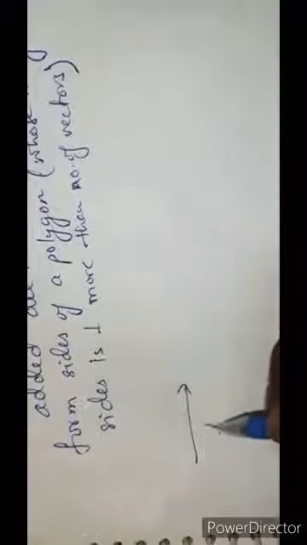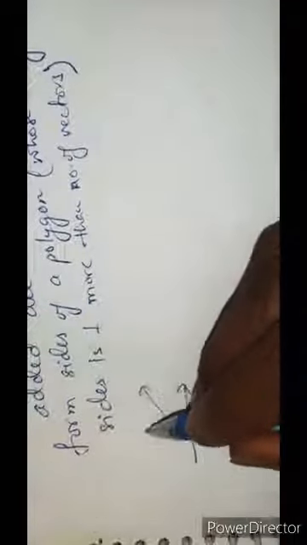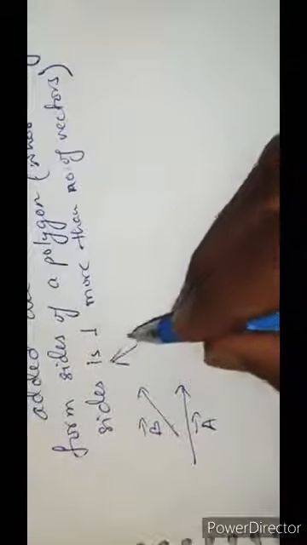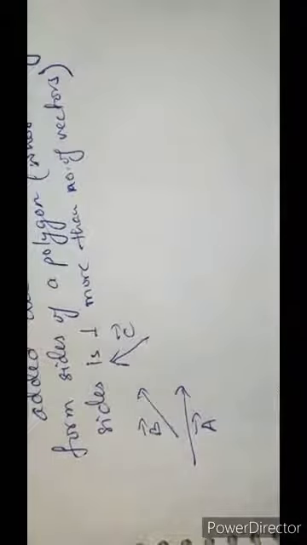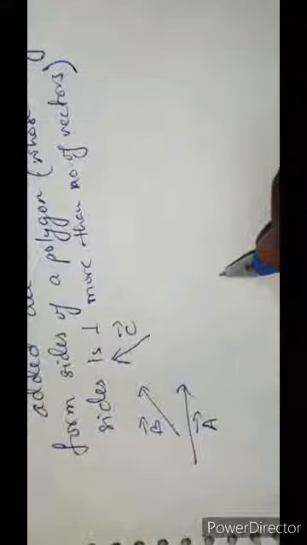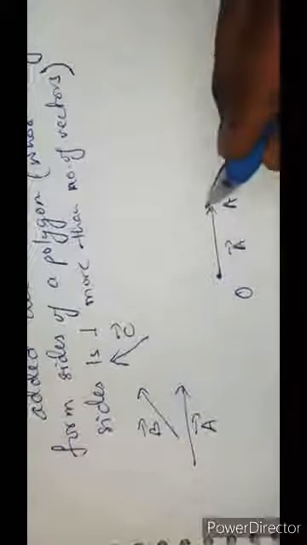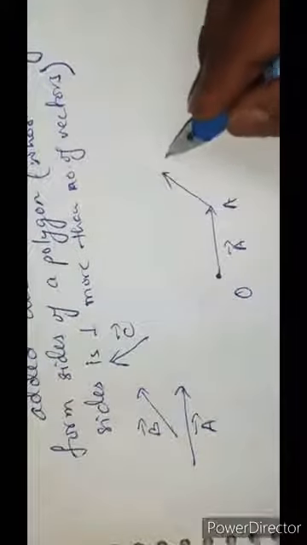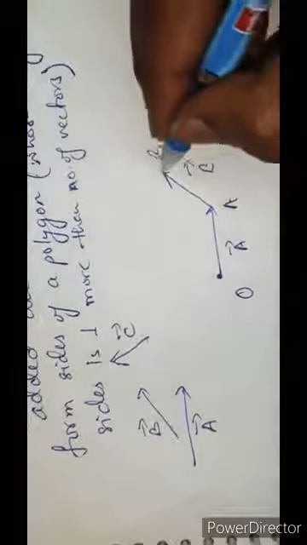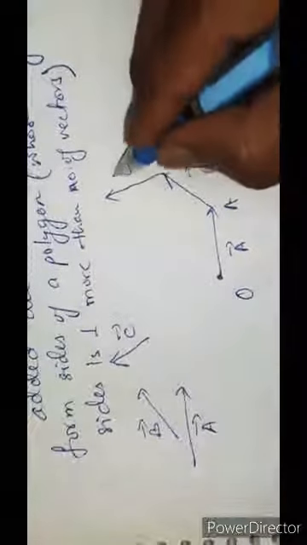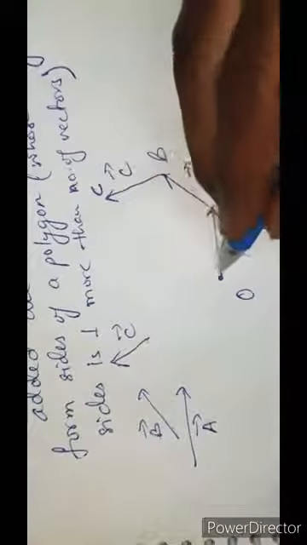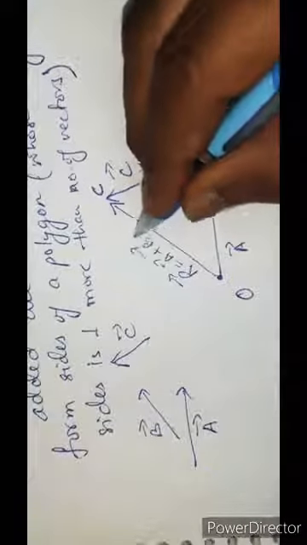Now let us see. Let's take three vectors. I am taking vector A, vector B and vector C. We have taken three vectors. Okay, let us start, we take an initial point O. We start from O. Let OA represent vector A, AB represent vector B, BC represent vector C. Then resultant is this: vector R equals vector A plus vector B plus vector C.